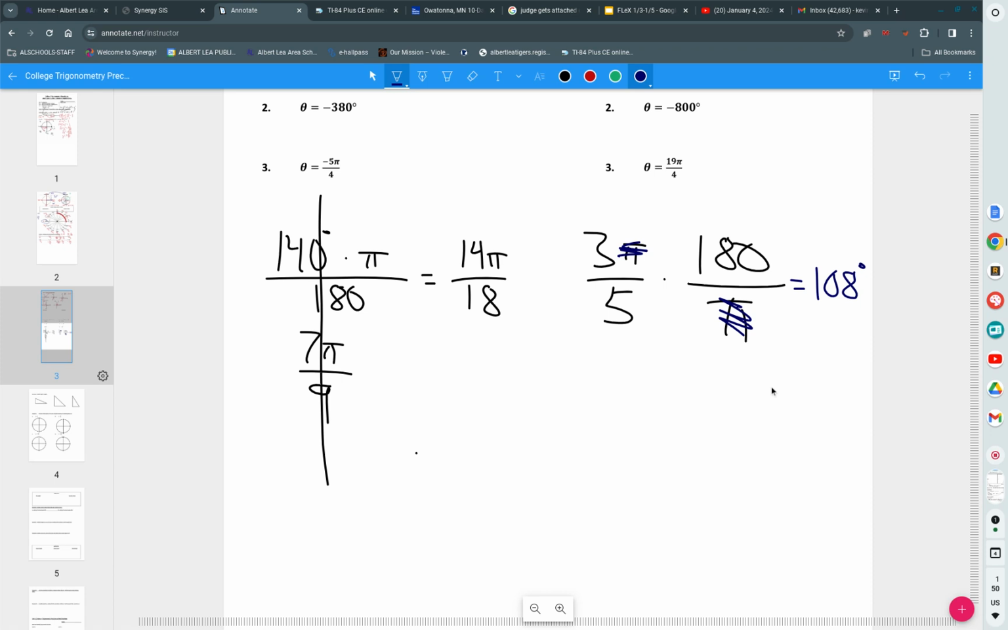And then on the back side of that page, you're going to be sketching angles in standard position. So you guys have the rest of the hour. The answer key is posted right up here.